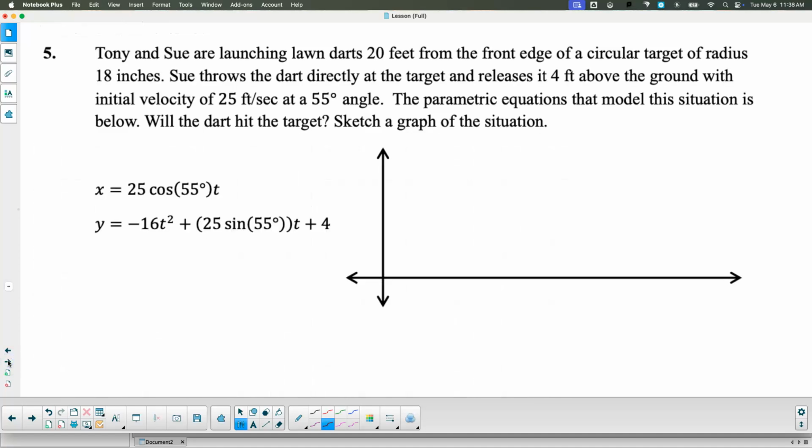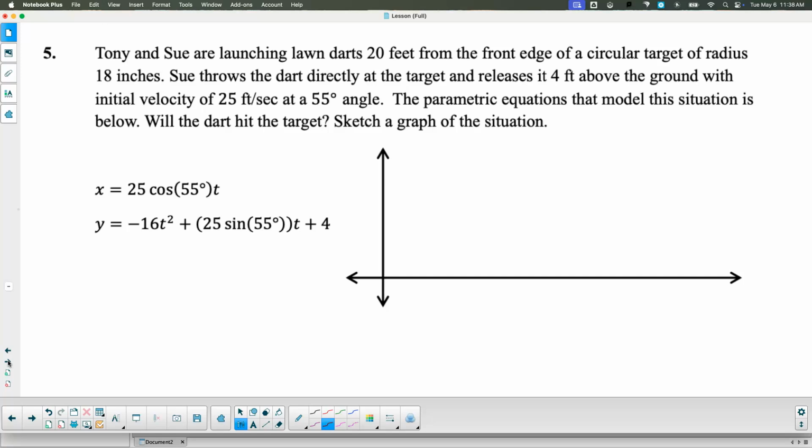Let's look at Tony and Sue. Tony and Sue are launching lawn darts 20 feet from the front edge of a circular target of radius 18 inches. Sue throws the dart directly at the target and releases it 4 feet above the ground with an initial velocity of 25 feet per second at a 55-degree angle. Trying to find a ball that I could use. There we go.